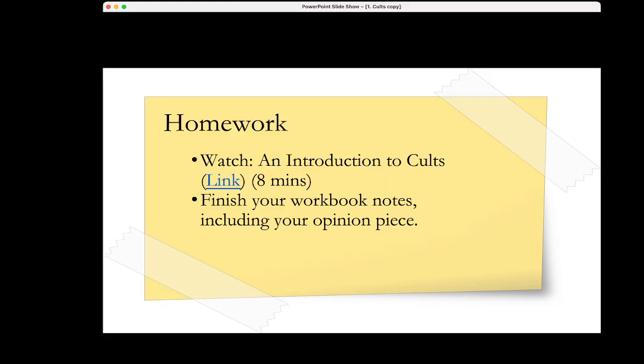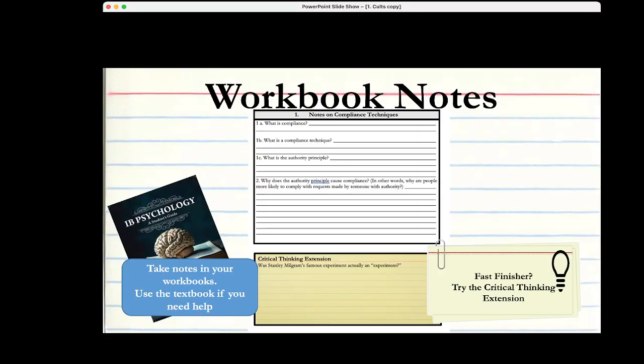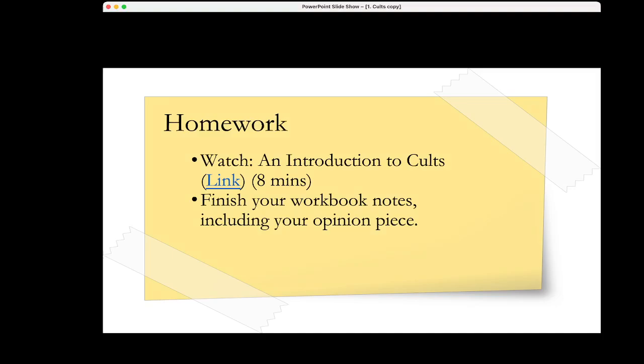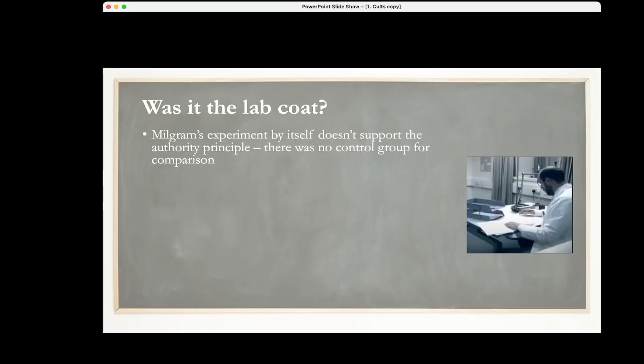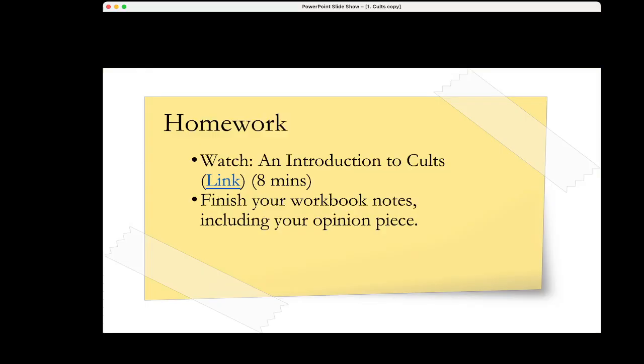Alright, homework. The reflection in the unit plan as well. Increasingly I'm using this for homework, because I find exit tickets are usually a little bit of formative assessment, but we've got exit tickets in our workbook notes to check in with their understanding here. This is our formative assessment, so I think assigning a little bit of homework could be a better use of this reflection part of the lesson plan. Anyway, this is our first introduction: compliance techniques, authority principle, and we get into cults. Pretty cool way to start the unit, I think.